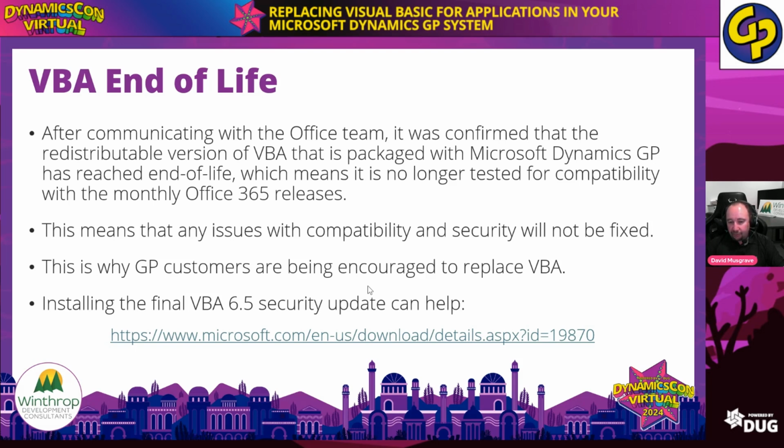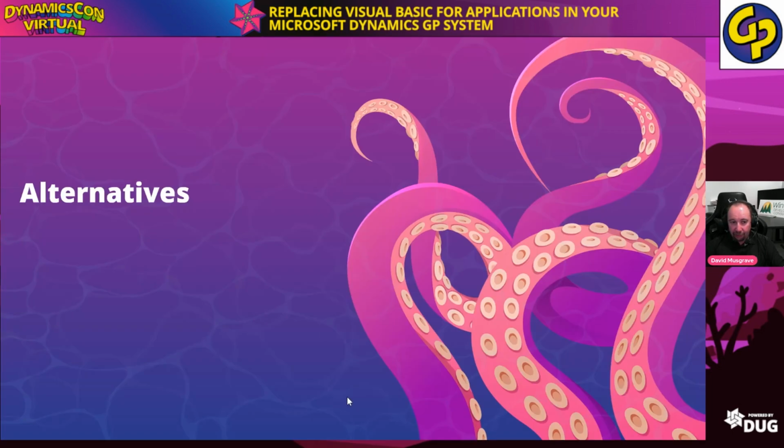If you do want to try and keep VBA running, there is a 6.5 security update, which you can download using this link. It might get you working again, but in general, the best thing you can do is move away from VBA. So what can I do to replace VBA?